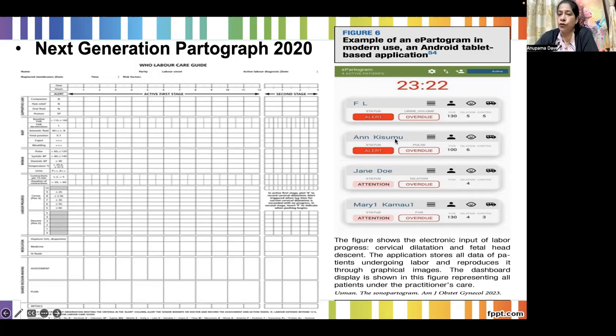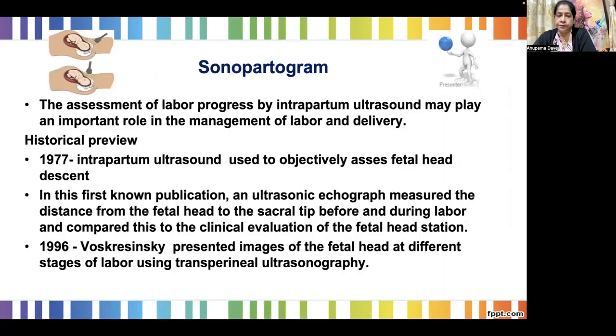In the recent scenario, we do have an e-partogram, which is a modern one, in which it is all recorded on an electronic device, and continuous partograms of all patients in labor are there. And then there's always an alert, as it comes as a red alert when the normal parameters are exceeded.